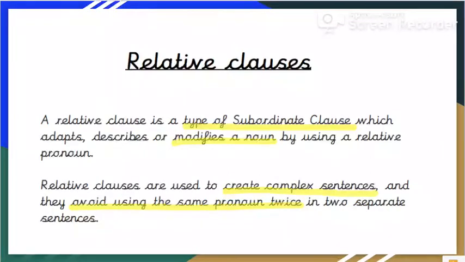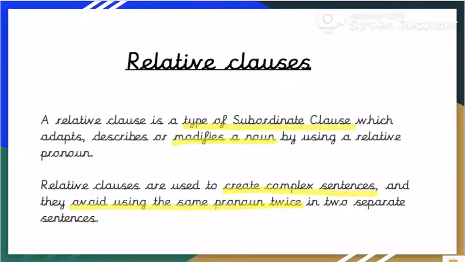Okay, so now we're just going to do a little bit of a recap on relative clauses. So a relative clause is a type of subordinate clause which adapts, describes, or modifies a noun by using a relative pronoun. So just having a quick think, what is a noun? Pause the video. What is a noun? So a noun is a person, a place, an object, a thing, or an animal. A relative pronoun. Pause the video. What is a relative pronoun? So a relative pronoun would be used after the noun. So you could have who, which, where, what.